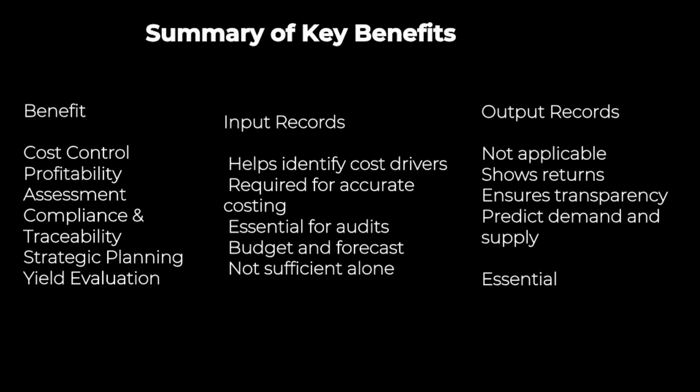Summary of key benefits. The columns would be benefit, input records, and output records. 1. Cost control: helps identify cost drivers; not applicable for output. 2. Profitability assessment: required for accurate costing; shows returns. 3. Compliance and traceability: essential for audits; ensures transparency. 4. Strategic planning: budget and forecast; predict demand and supply. 5. Yield evaluation: not sufficient alone; essential.